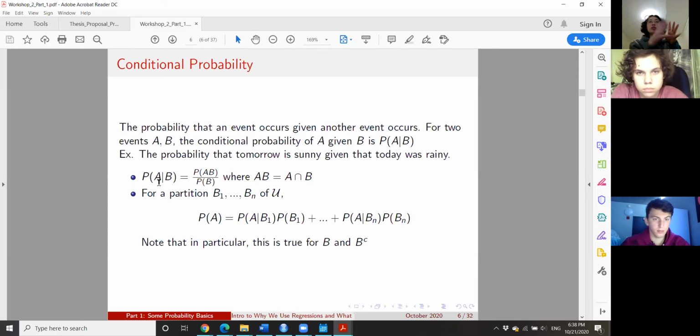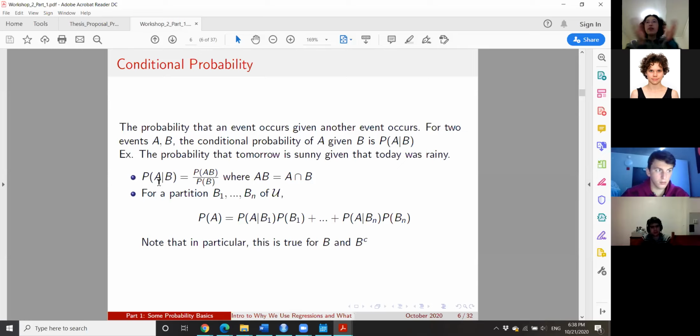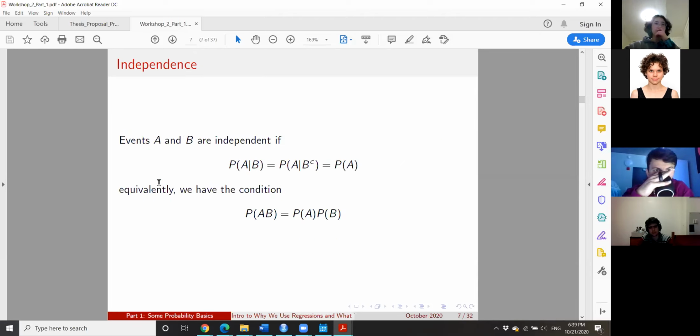Right, and so for this partition portion, this is particularly important in the case of B and BC, where BC is referring to B complement, so B and not B. For instance, if you only have two states of the world, sunny and rainy, the probability that tomorrow is sunny must equal the probability that tomorrow is sunny given that today is sunny times the probability that today is sunny, plus the probability that tomorrow is sunny given that today is rainy times the probability that today is rainy. And this is very helpful computationally.